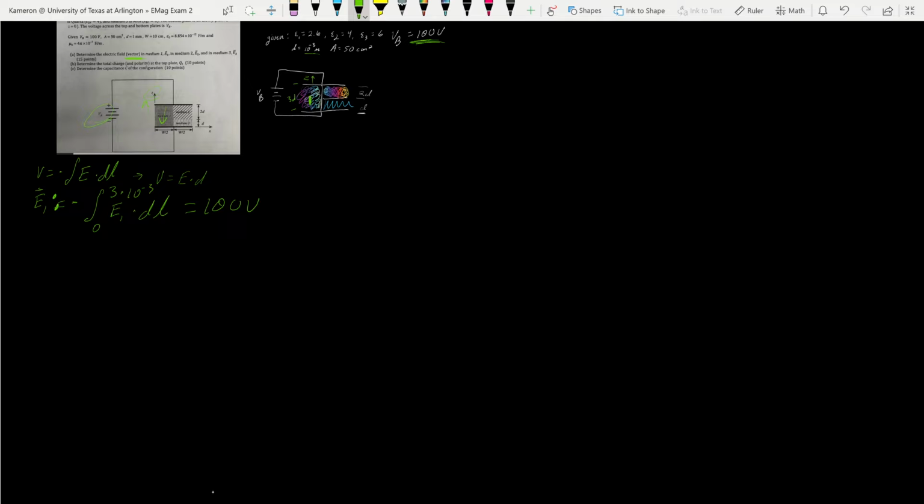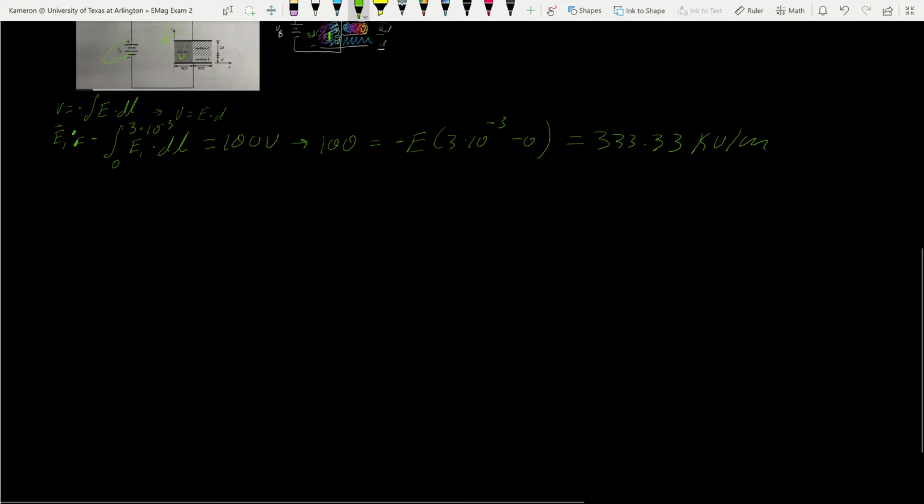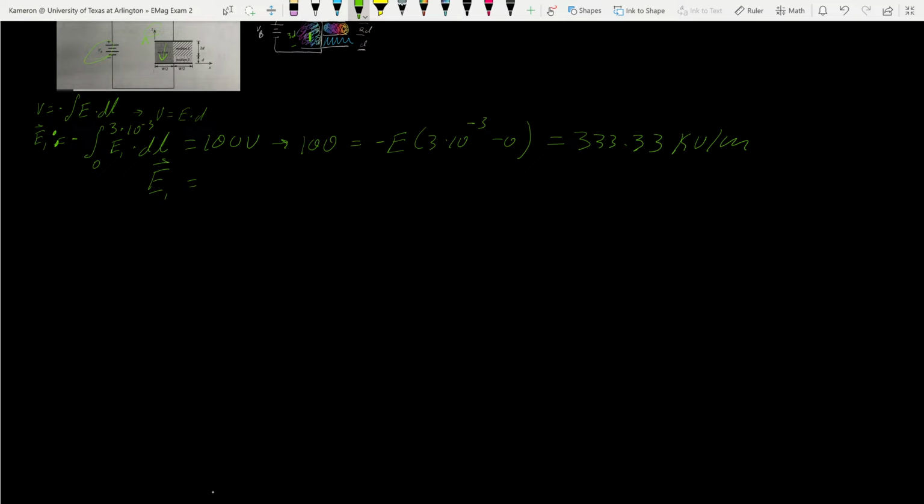And so, solving this, we get 100 equals... E1 equal to negative Z hat, 333.33 kilovolts per meter. Alright, next, E2, E3.